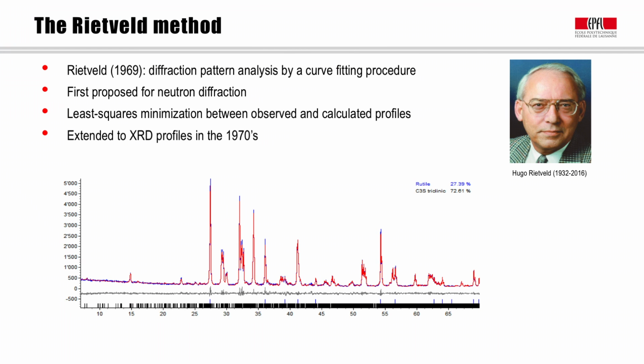The Rietveld method was originally developed by Hugo Rietveld in the late 60s. This was done for the refinement of crystal structures using neutron powder diffraction. Only later, in the 70s, it was extended to X-rays, and even later, in the 80s, it was eventually extended to quantitative phase analysis. For cement analysis, the first application of the Rietveld method dates back to the early 90s.